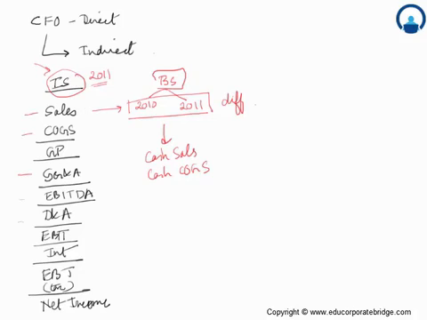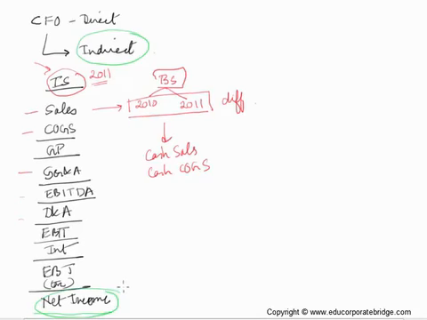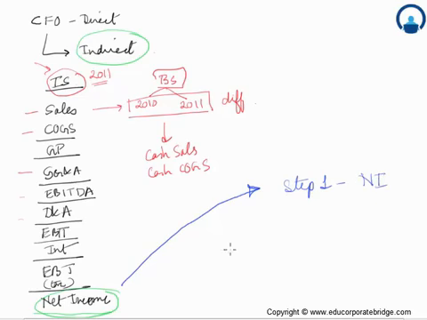Now when it comes to the indirect method of finding the cash flow from operations, actually we start from the bottom. So net income becomes our starting point, and this is basically step 1 for the calculation of cash flow from operations using the indirect method.